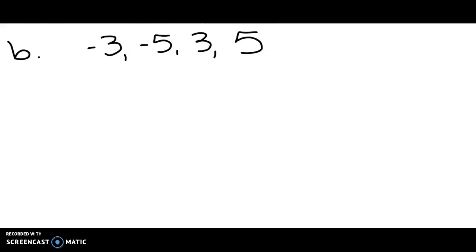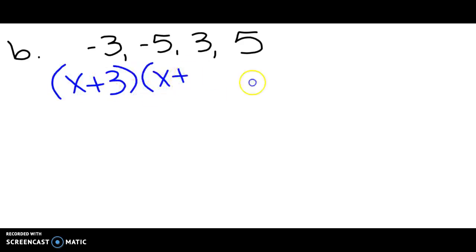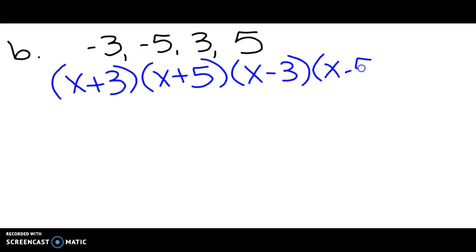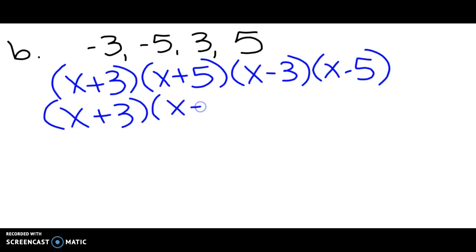B, if you didn't do A, you should have done B. So you're writing a polynomial with these roots. So, all right, we go x plus 3, because you got to change the sign, right? x plus 5, because you're changing the sign, x minus 3, and then x minus 5. I am going to group my conjugates together. Conjugates are terms that have the same term, but they have opposite signs in the middle.